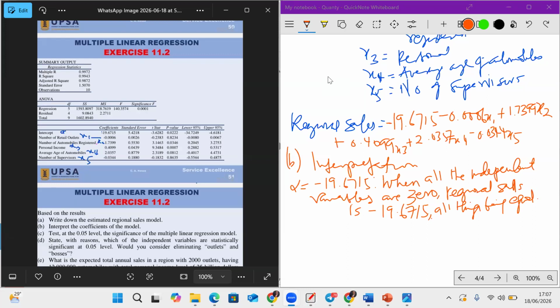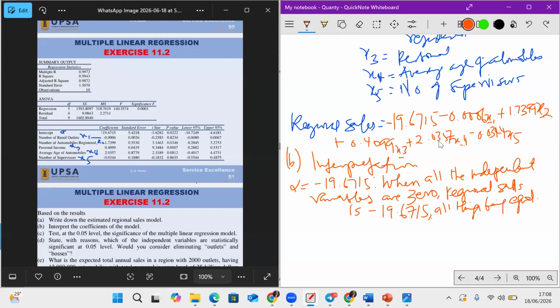Yes, class, are we okay? You can say that when there are no independent variables, regional sales is zero, there's nothing there. In other words, if I make x5 zero, x4 zero, x3 zero, x2 zero, and x1 zero, they are the independent variables. When I multiply the 0.0334 times 0, what do I have?